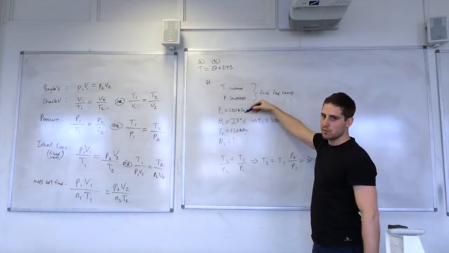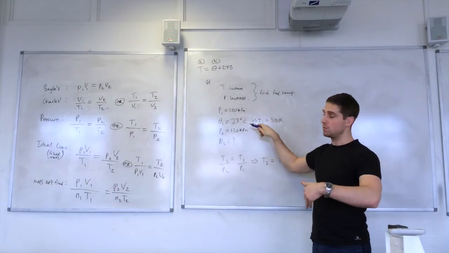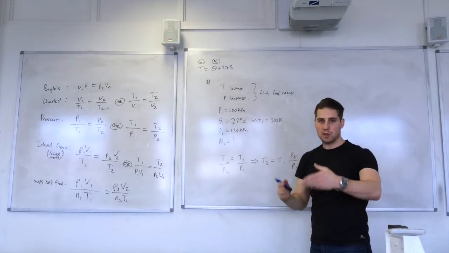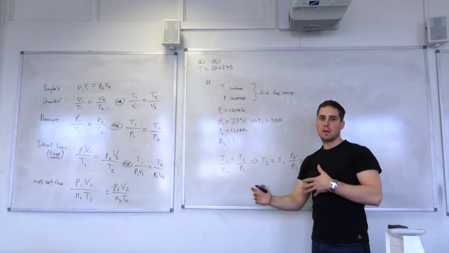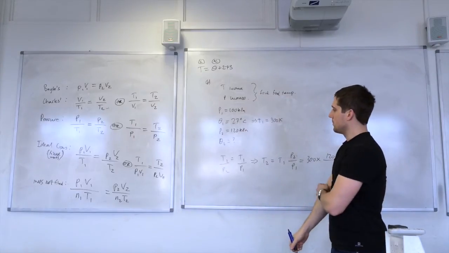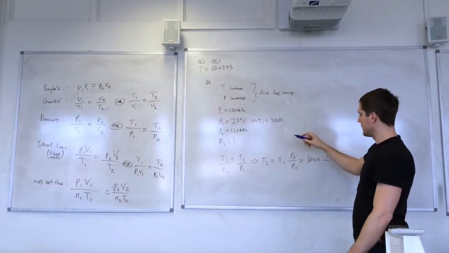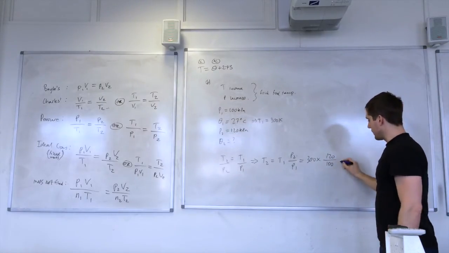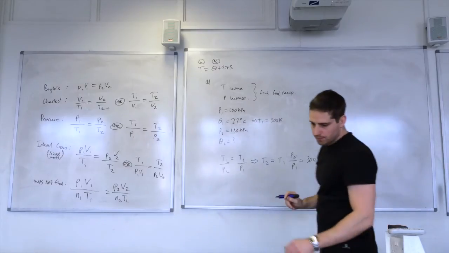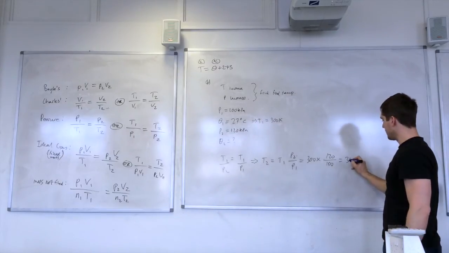Again, notice both of these are in the same unit, so I don't need to convert. If one of them was in pascals and one was in kilopascals, then I would need to convert, but usually your pressures are not changing enough to change the prefix. So we'll just leave the units. The ratio will sort it out for us. Okay, so that temperature then is 360 Kelvin when you work it out.